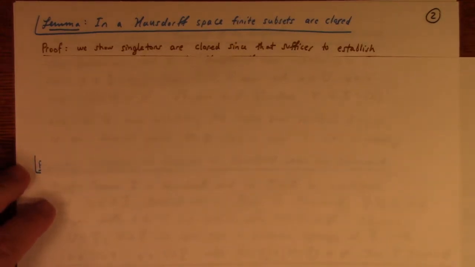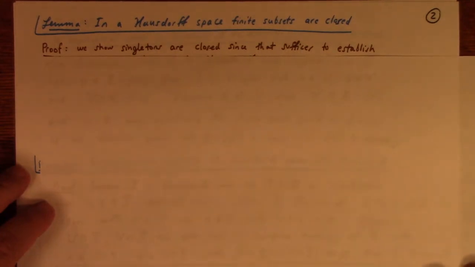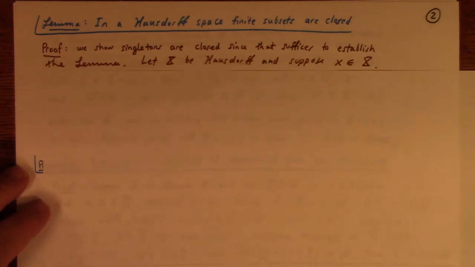So it suffices to show that singletons are closed, since if the singletons are closed, any finite set is a union of singletons, and a finite union of singletons at that. So a finite union of closed sets, of course, is closed once more. So it suffices to show that the singleton is closed.